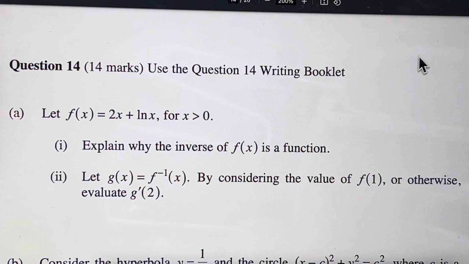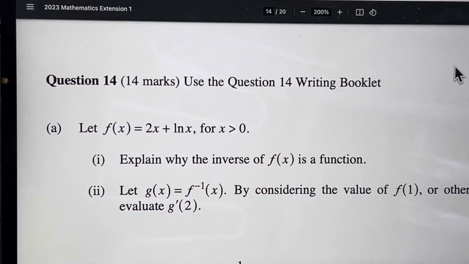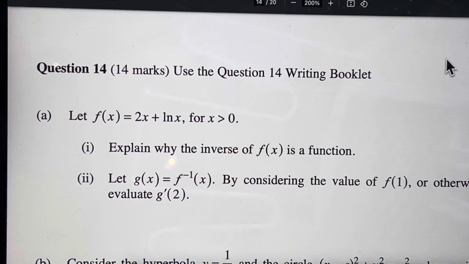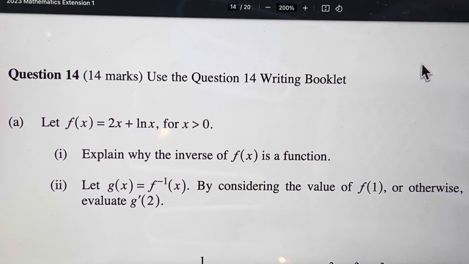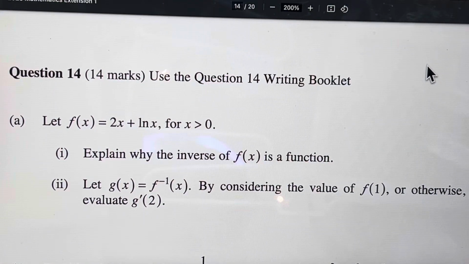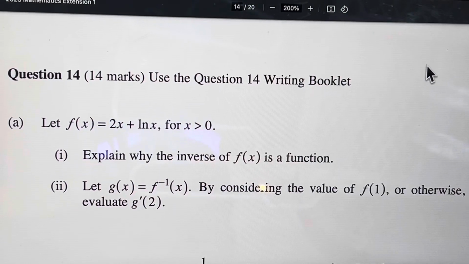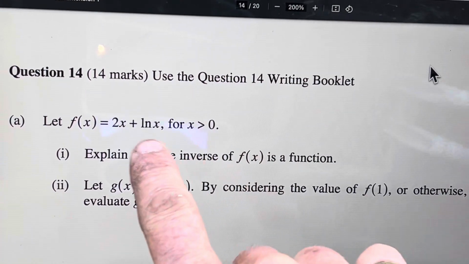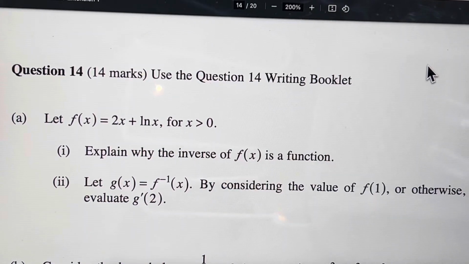In this video, I'm going through the Extension 1 2023 HSC exam question 14, so the last question. Question A, the first part of that question. Interesting one about inverse functions. Interesting because we're trying to find, in the end, a value for g'(2), so the derivative of an inverse function, without actually having the inverse function. So quite a cool little question.